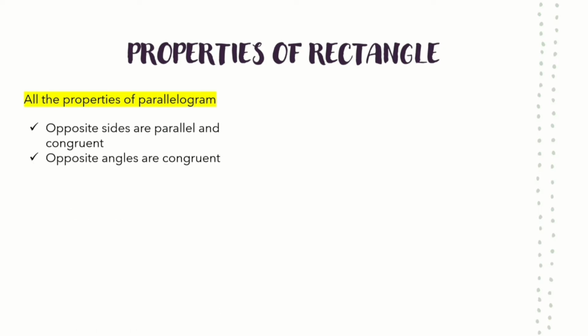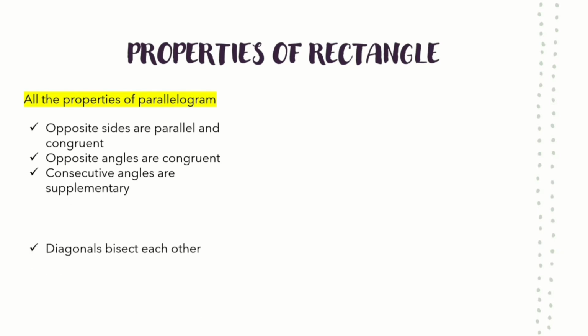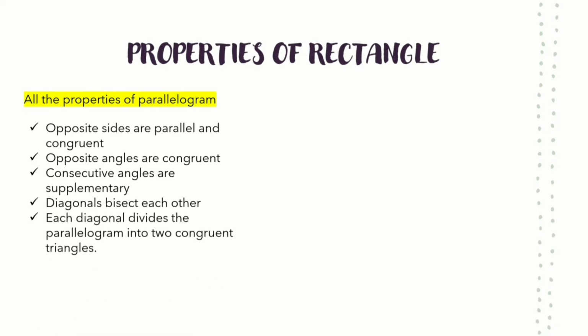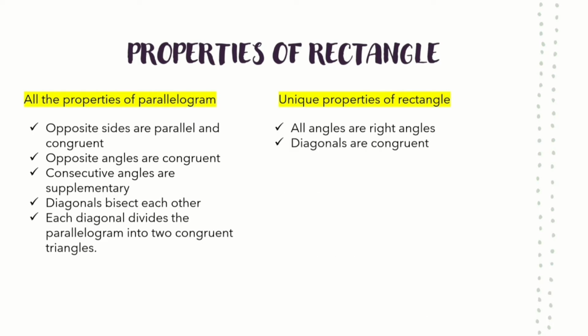We also have opposite angles are congruent. We also have consecutive angles are supplementary. Also, diagonals bisect each other. And lastly, each diagonal divides the parallelogram into 2 congruent triangles. Another property, or unique properties of rectangles, are all angles are right angles and diagonals are congruent.